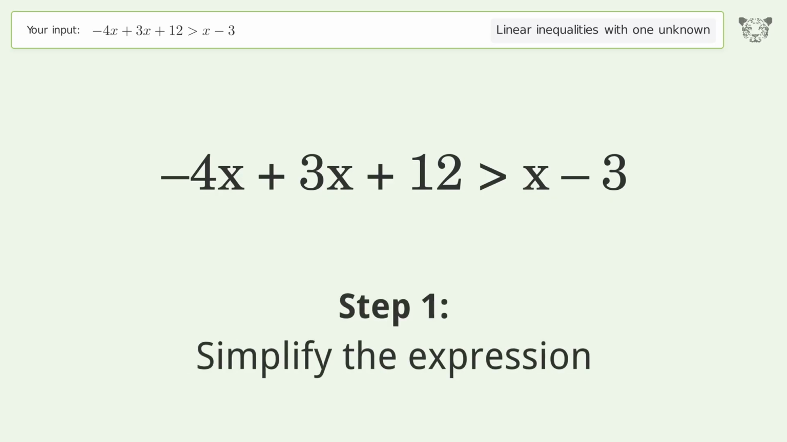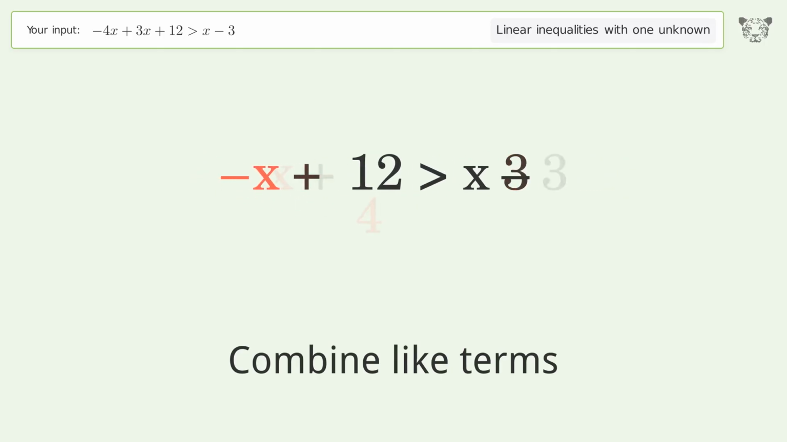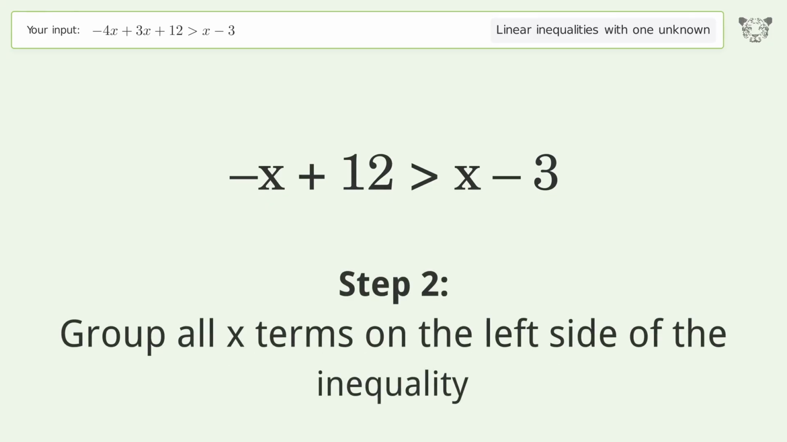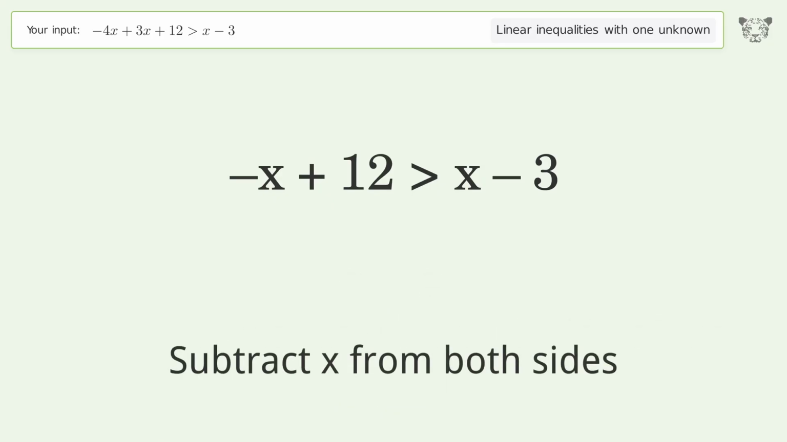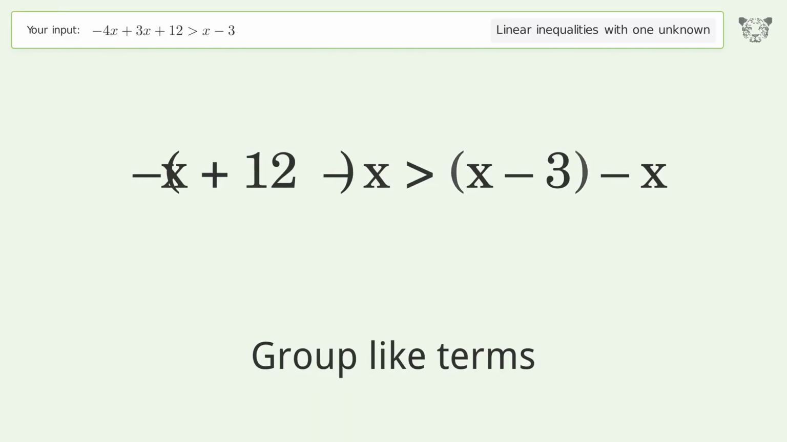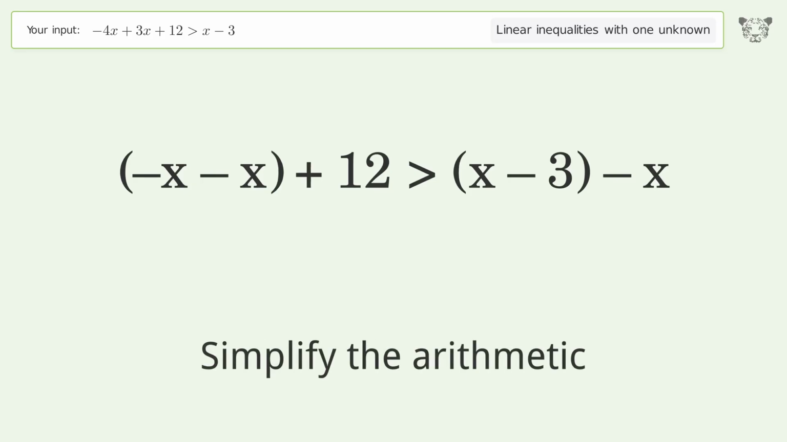Simplify the expression. Combine like terms. Group all x terms on the left side of the inequality. Subtract x from both sides. Group like terms. Simplify the arithmetic.